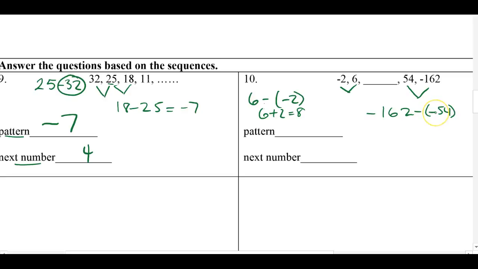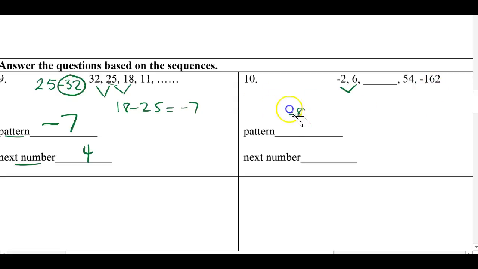Oops, that's not positive. I'm sorry, that's not negative 54. And already right away, I noticed that negative 162 minus 54, that's going to be nowhere near plus 8. So if it's not adding or subtracting, then that means we must be multiplying or dividing. Well, I know it's getting bigger, so it has to be multiplication.